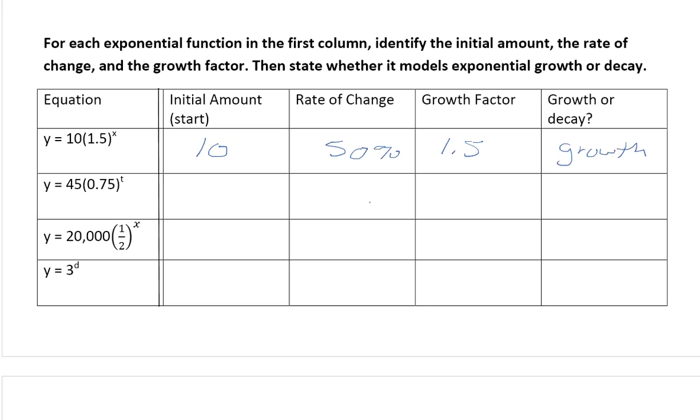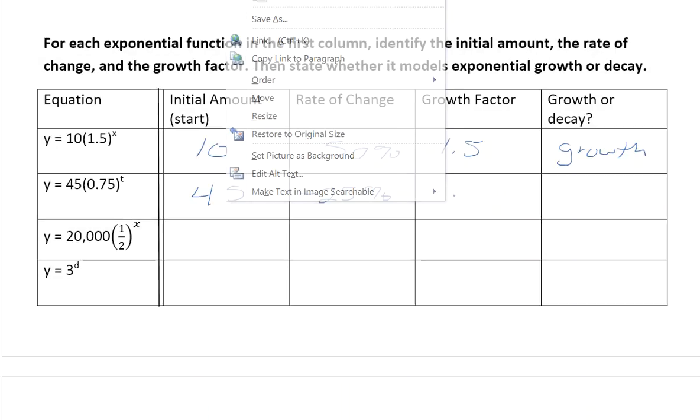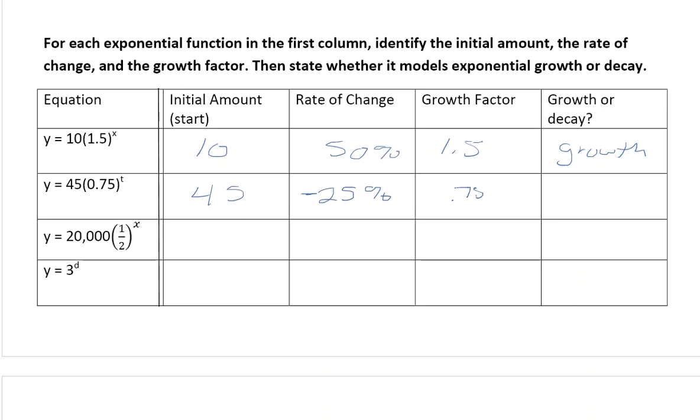On the next one, we have a start value of 45. The rate of change is 0.75. So you ask yourself, what did we subtract from the 1 to end up with 0.75? We subtracted 0.25, which gives us a rate of change of 25%, but we would say that that's negative because it is decreasing. The factor is the subtracted number, so it's the 0.75, and this is a decay.